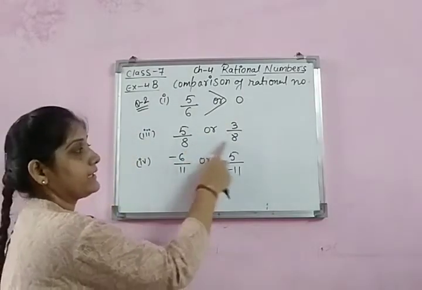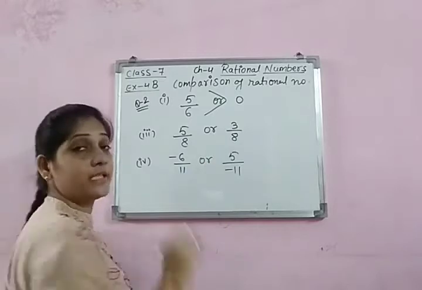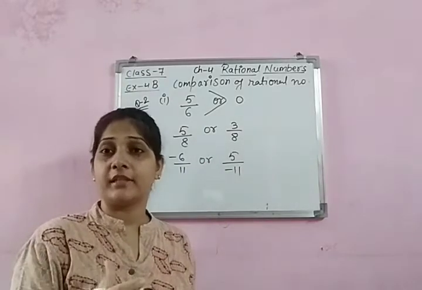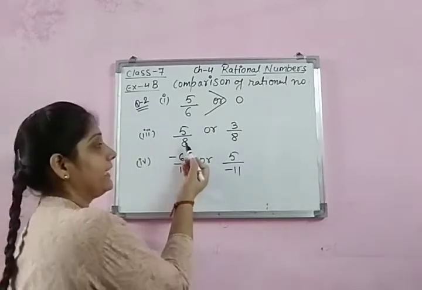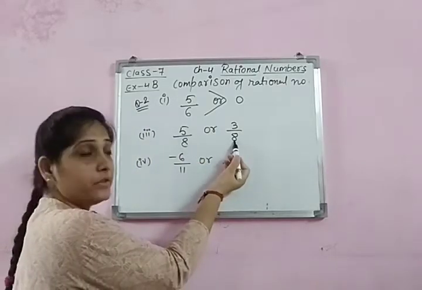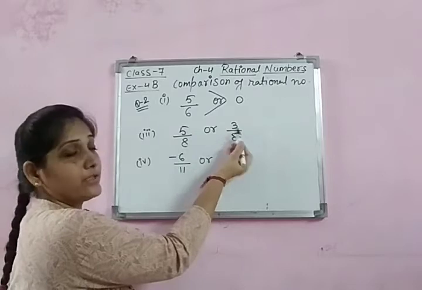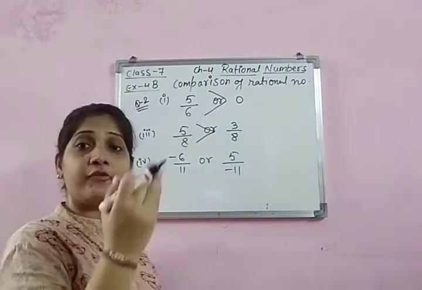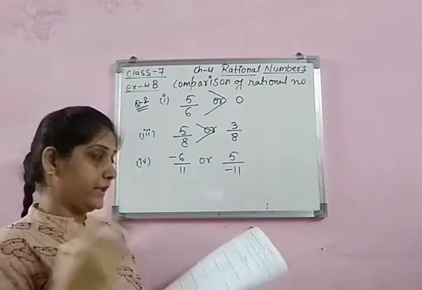Okay. In this, now see, both are positive. So we have to just check whether the denominators are same or not. Yes, the denominators are same. So we can tell whether 5 is bigger or 3 is bigger. Definitely 5 is bigger. So 5 by 8 is bigger.